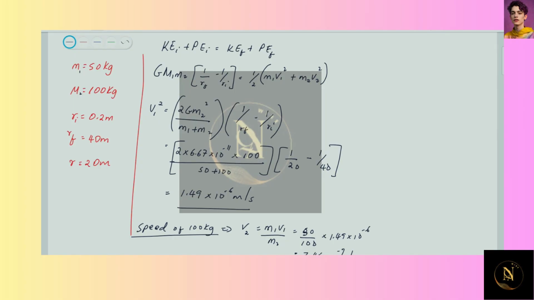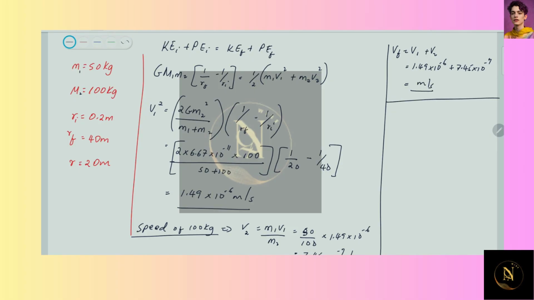So the magnitude of the relative velocity of the two spheres, therefore you can go ahead and say Vf will be equal to V1 plus V2, which is 1.49 into 10 to minus 6 plus 7.45 into 10 to minus 7. And you get your answer there in meters per second.